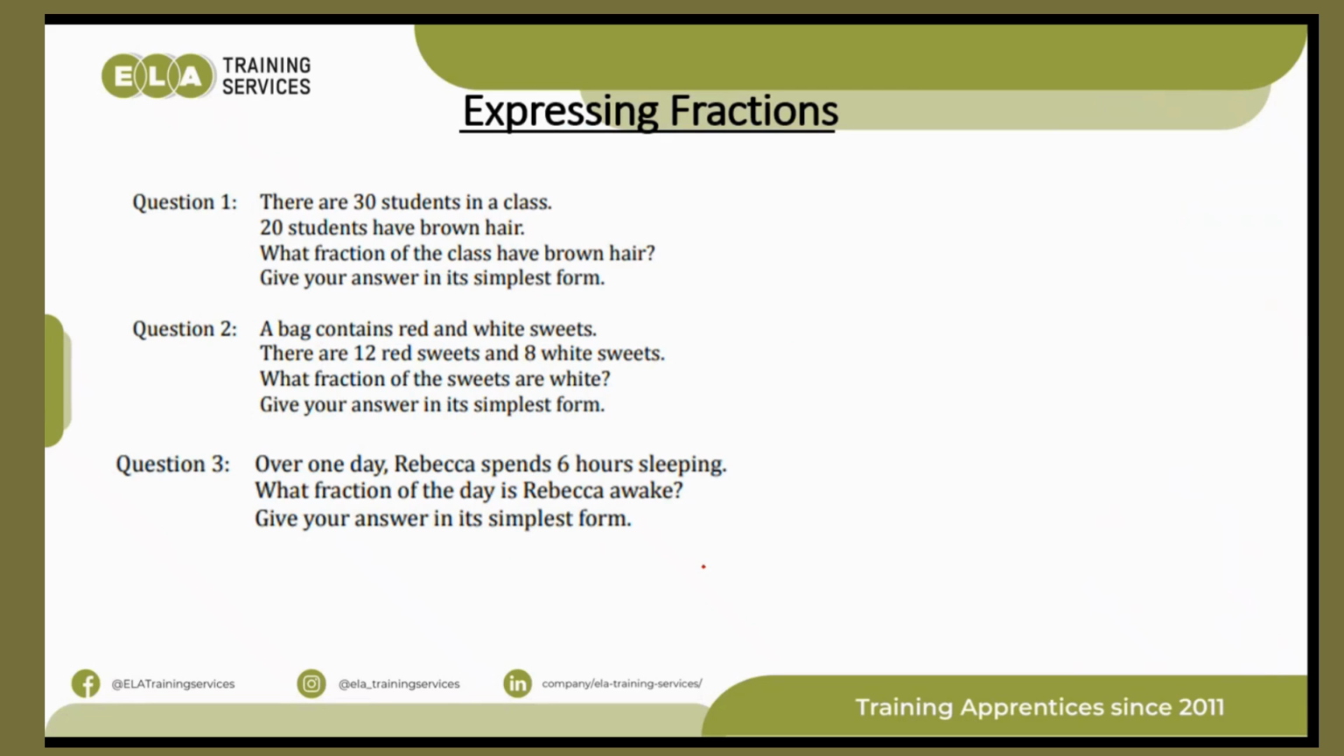There are 30 students in a class. 20 have brown hair. What fraction of the class have brown hair? Give your answer in the simplest form. So how many are we looking for in the question? We're looking for those that have brown hair, which is 20. We put that over our total, which is 30, and our fraction starts as 20 over 30. Now we need to simplify. Because of our rule, both end in a 0, we can divide by 10. So we are left with 2 over 3 as our answer.